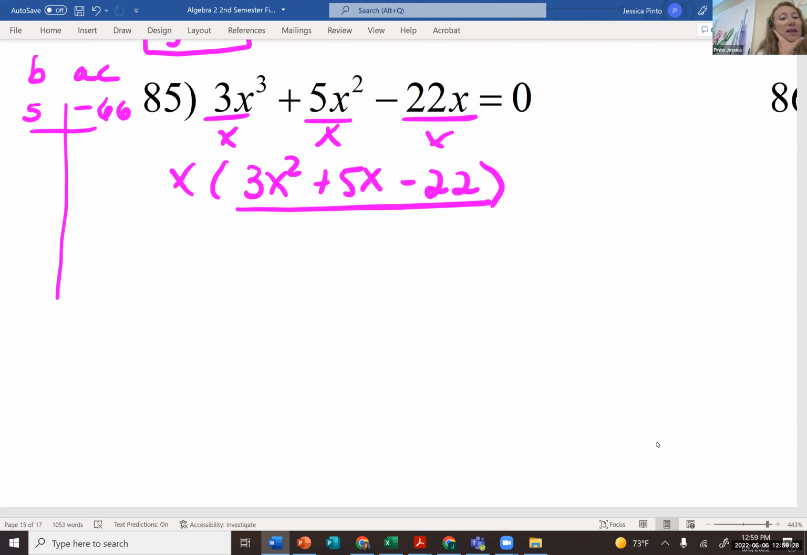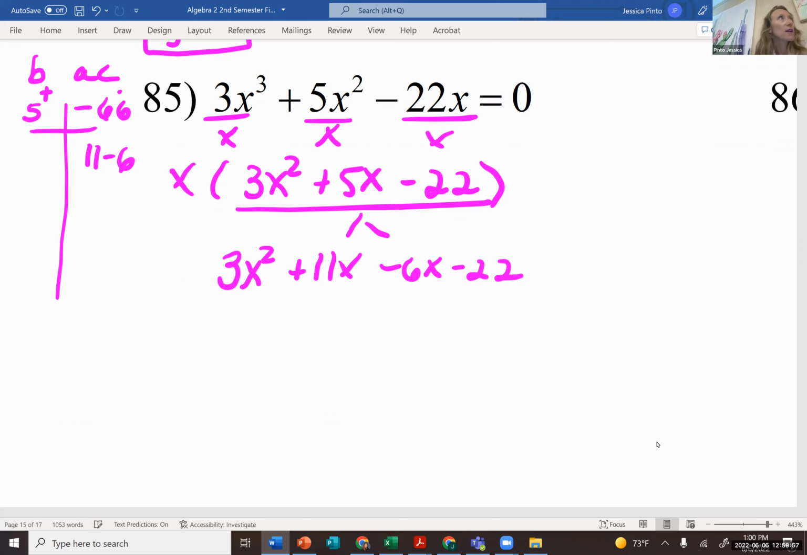So the numbers that multiply to 66 that then add to 5 are going to be 11 and 6. To make that positive 5, I want the 11 to be positive and the 6 to be negative. And then I'm going to use those to split the middle term. So instead of 5, it's going to just be 11 and 6. So now I'm going to rewrite this as 3x squared plus 11x minus 6x minus 22. I'm leaving out that beginning x as just one of the factors for my last step.